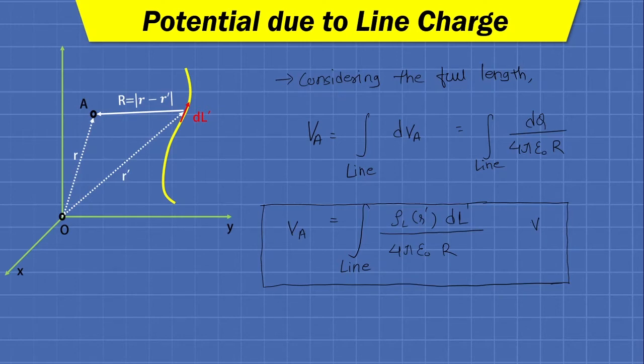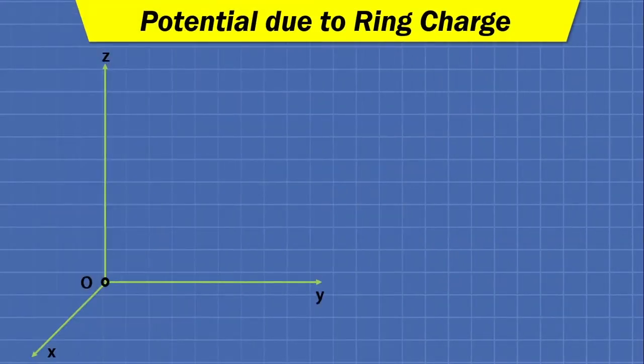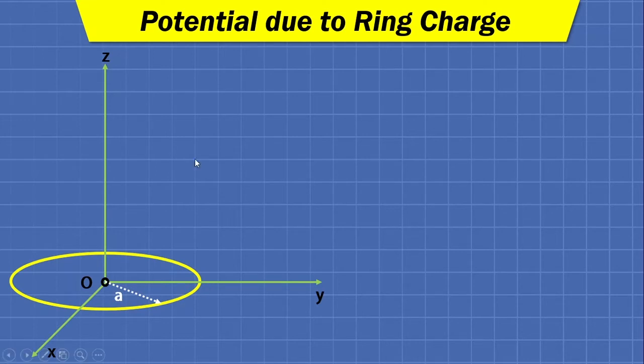So let us consider the potential due to a ring charge. For the illustration, I have taken a Cartesian coordinate system and a ring charge. I am taking a ring with line charge density rho L coulomb per meter, and the radius of the ring is a.